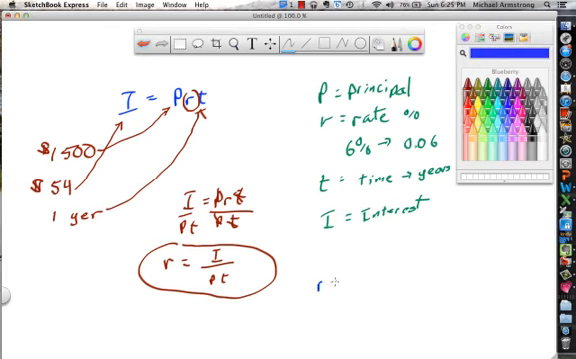Okay, so the rate is a percentage. We don't know what that is yet. It equals the interest, which is $54, over the principal, which is $1,500, times the time, which is just 1. So it ends up being 54 divided by 1,500.